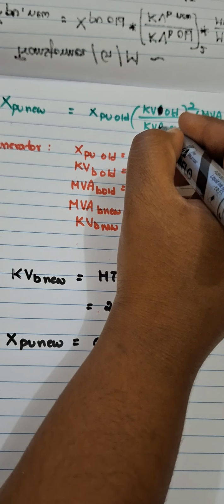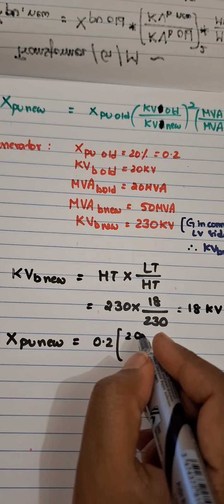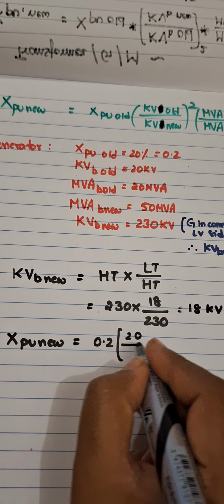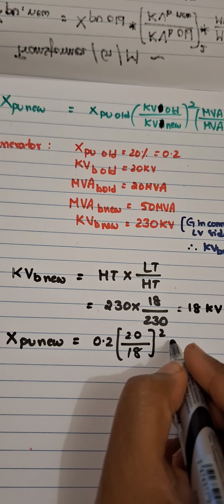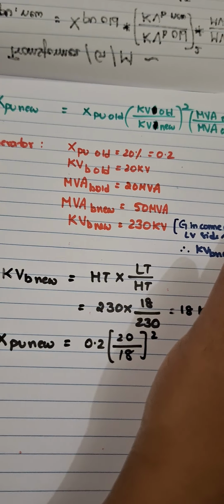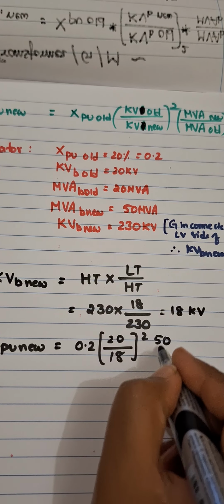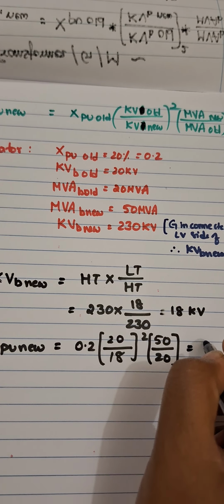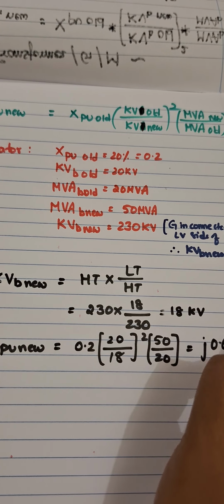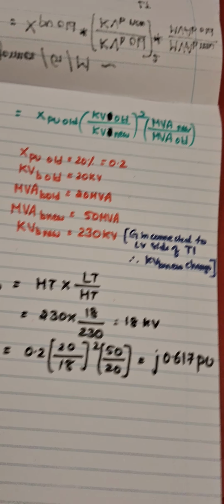Sorry, why did I write here? Yeah, so kV old is how much? 20, right? Then what is our kV new? We got 18 whole square into MVA new. What is our MVA new? 50. MVA old is 20. So 50 divided by 20. Calculate this, you will get j0.617 per unit. So the per unit reactance is 0.617.